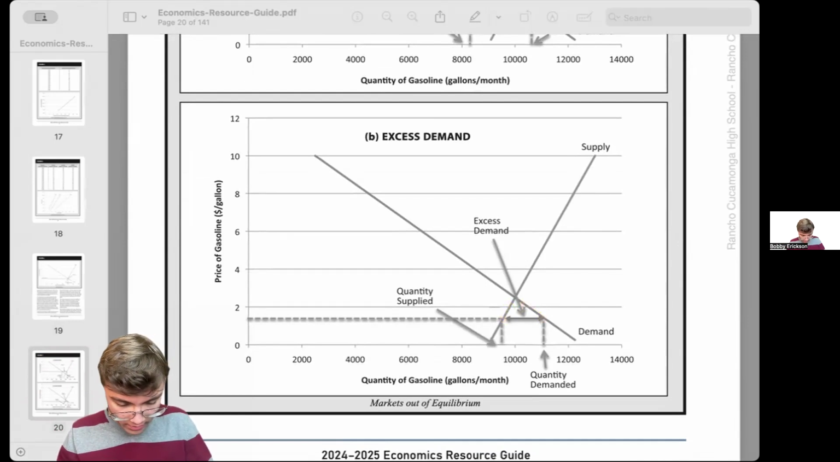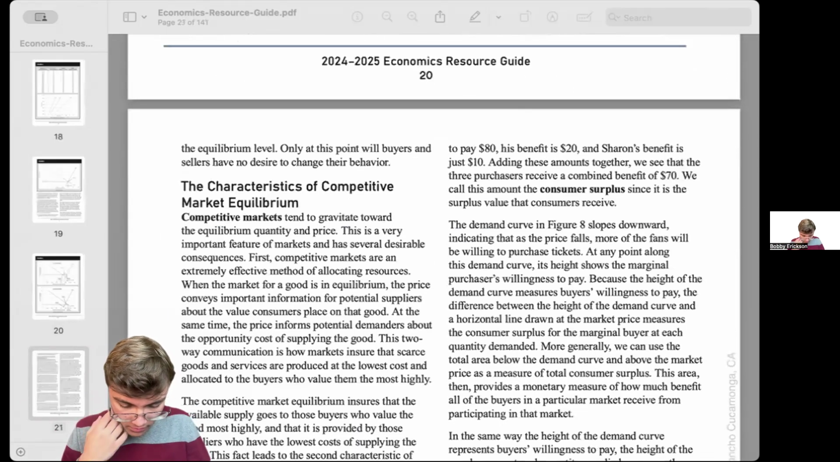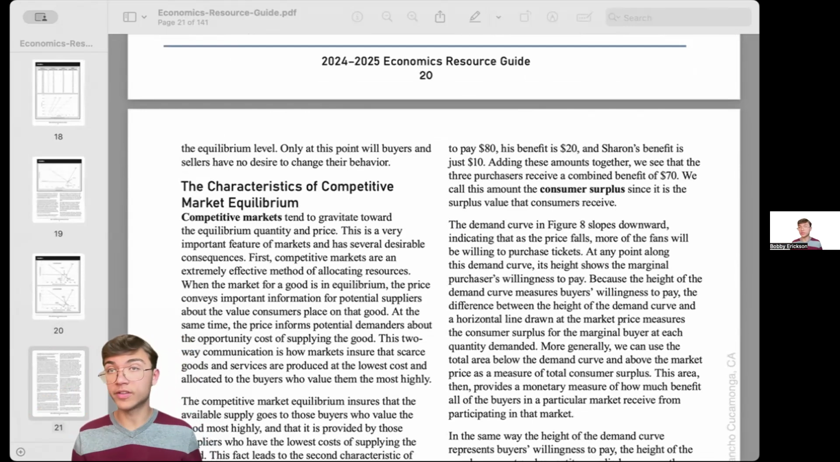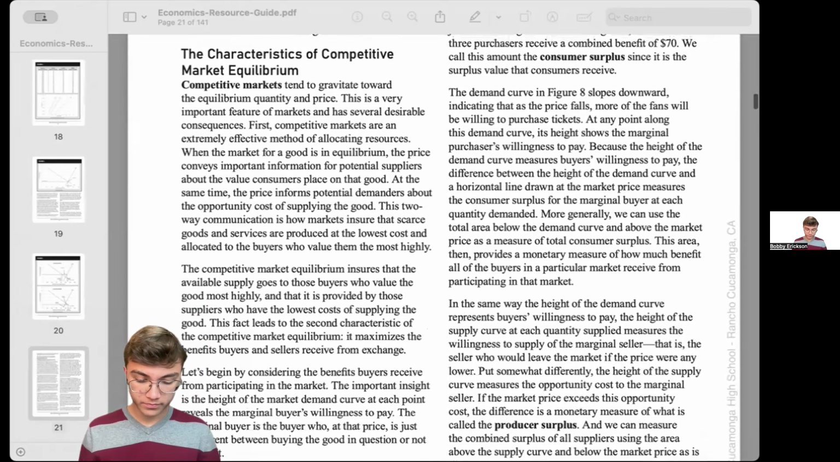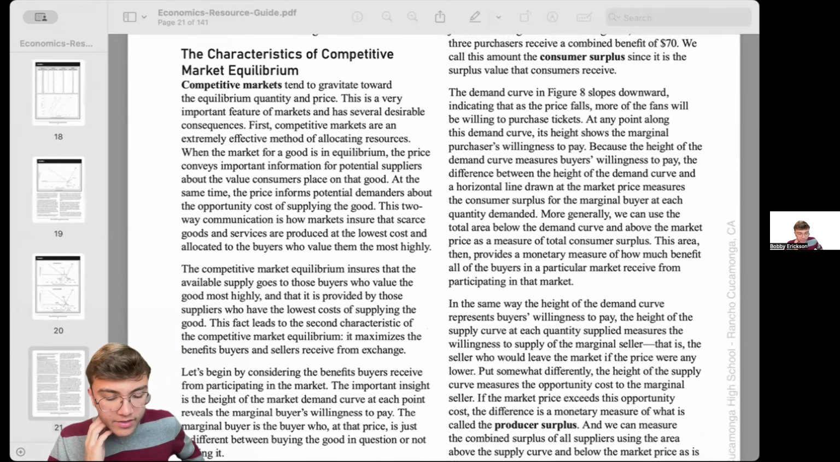Okay, so next up, we see that it's only at equilibrium that buyers and sellers have no desire to change their behavior. So it's when you have a price point above or below equilibrium that you have buyers and sellers wanting to change their behavior, versus at equilibrium level, they have no desire to. So, next we get to talk about what are the characteristics of a competitive market equilibrium.